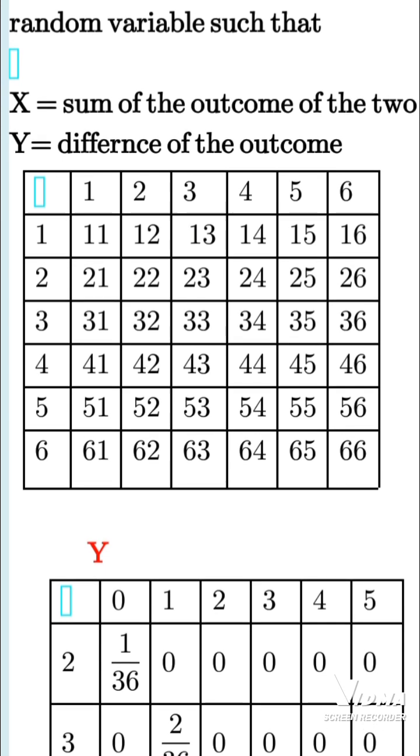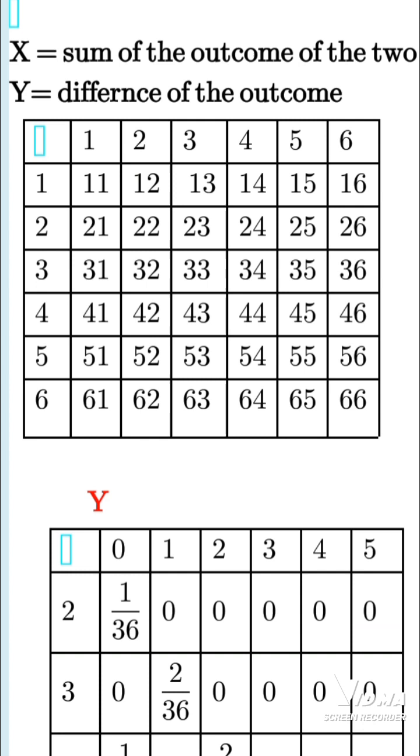We can have the sum of 2 and the difference of 0. So 1 comma 1 will give us the sum of 2 and the difference of what? 0. Because if you add 1 and 1, you have 2. If you subtract 1 minus 1, you have 0. And that is the only entry that can give us such an occasion. So it simply means that the only way we can have a sum of 2 and a difference of 0 is 1. That's 1 over 36.